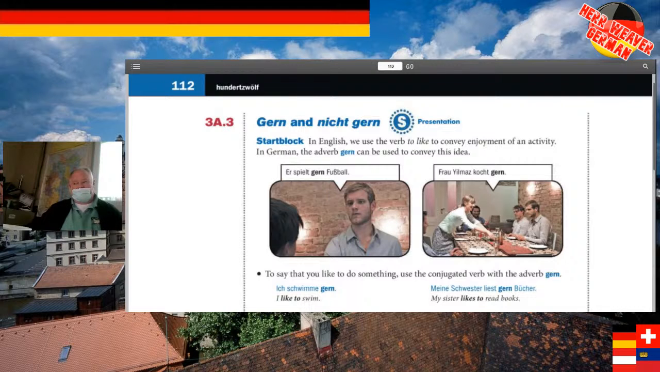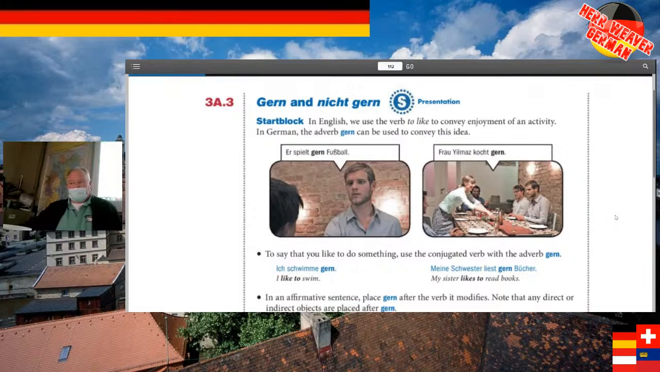We didn't have that on the board. Here's the mother of, what's her name? Zabita. And Zabita's the darker-headed girl in the group here. But this is her mother. Frau Yilmaz kocht gern. What is she doing? Frau Yilmaz kocht gern. What's kochen? Cooking. So what does it say about her? She likes to cook. She likes cooking.